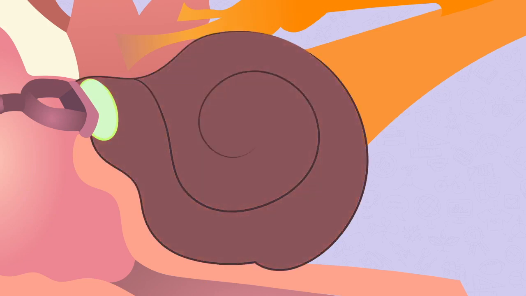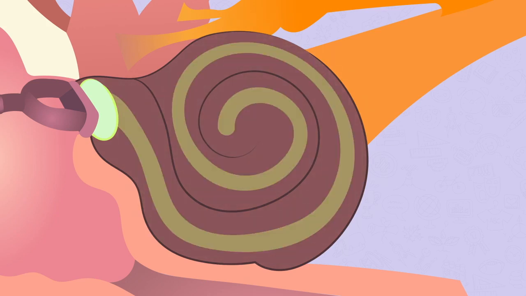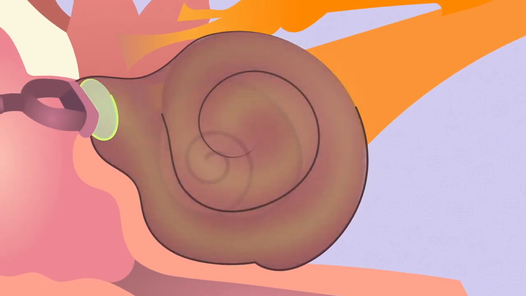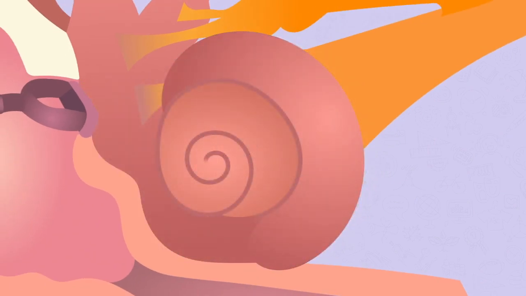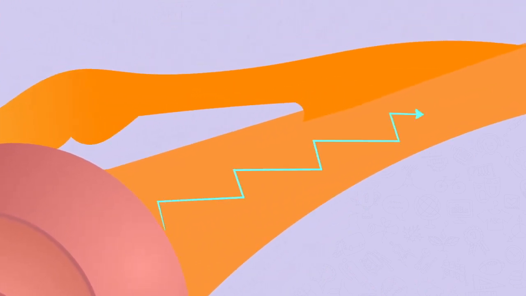If we have a look inside the cochlea and zoom right in, we can see lots of little hair-like structures. These structures turn the vibrations into electrical signals. The electrical signals are then taken to the brain via the cochlear nerve. Your brain will then interpret the electrical signals and you will sense a sound.